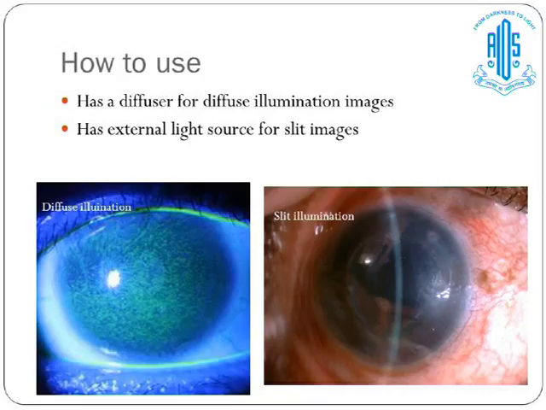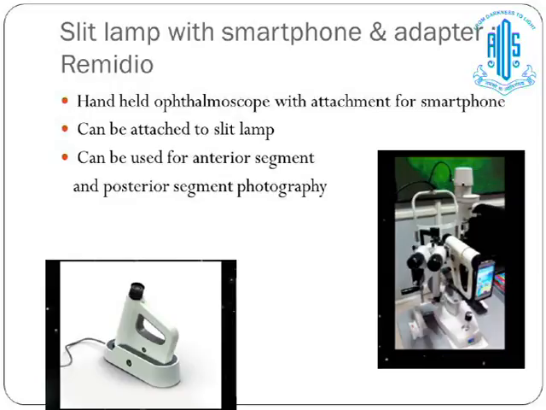And this system will usually come with a diffuser to take a diffuse image, as you can see on the left side, or you could also take a slit image, as you can see on the right. And it can be used similar to how you use a slit lamp, with the various illuminations of a slit lamp.